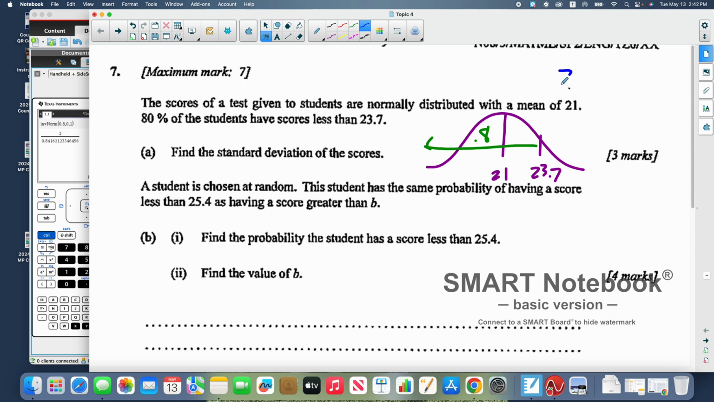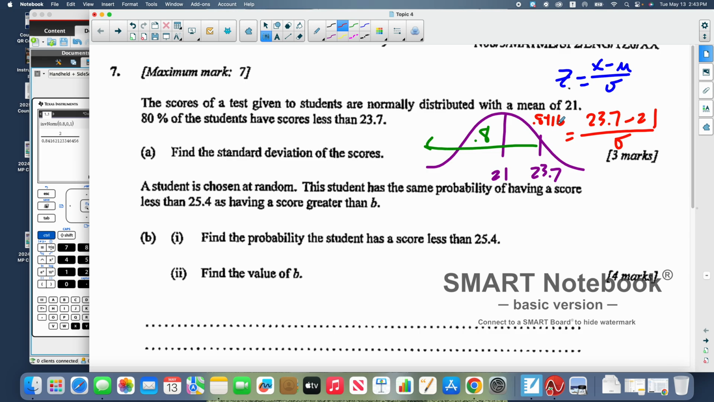So hopefully you set up this formula right here. Again, that's off the formula page. So if I did that, the X is 23.7, the mean is 21. I don't know my standard deviation, and what Z-score did you find? The same one we just did, because what did you notice? It's the same area, correct? So the area is 0.84, or the Z-score is 0.8416.